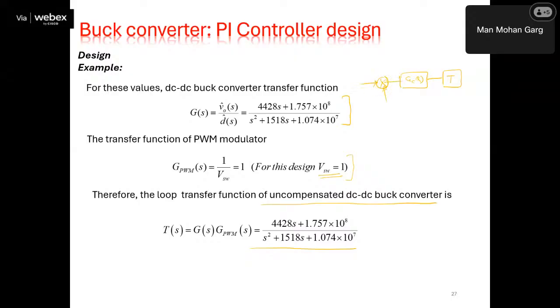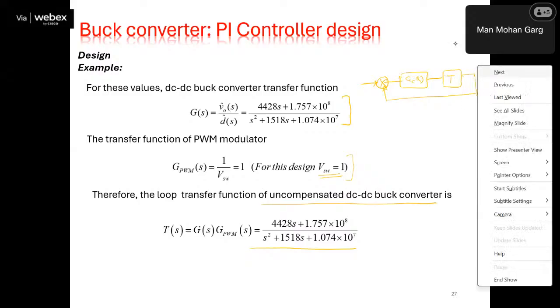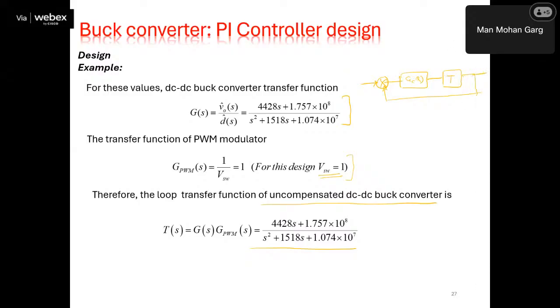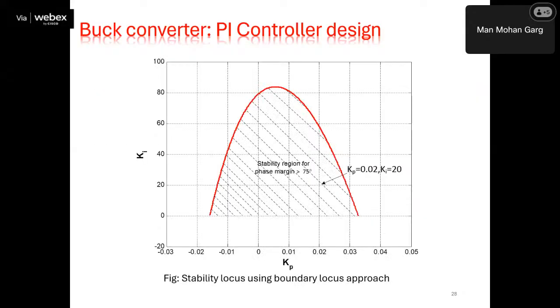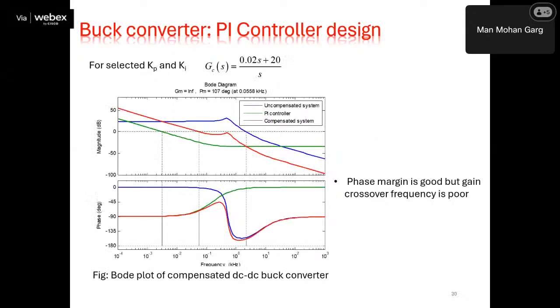Now our target is that in order to follow this V reference, we need to design GC(s), which is PI in our case. So actually, let us come to this first. Yesterday we have seen this transfer function of this. How to obtain this transfer function and its Bode plot.